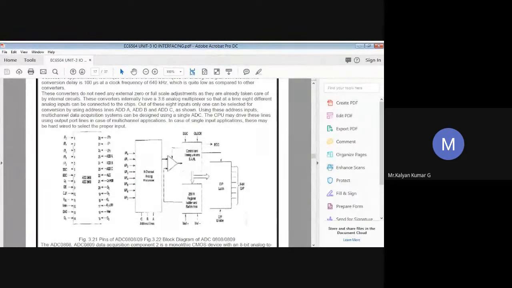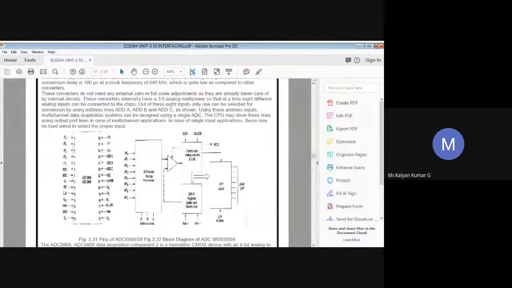So as I said previously, a conversion process will be interrupted only on receiving a new start pulse, and similarly the end of conversion signal will go low only after 0 to 8 clock pulses after the positive edge of your start pulse. Once after the positive edge of your start pulse, we'll have a minimum of 0 to 8 clock pulses for an 8-bit converter. Then only the end of conversion signal goes low. So that is the process that takes place in case of your 8088.